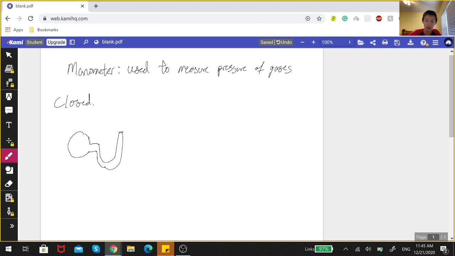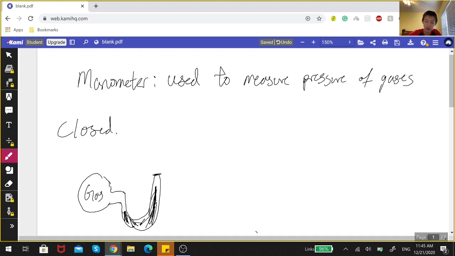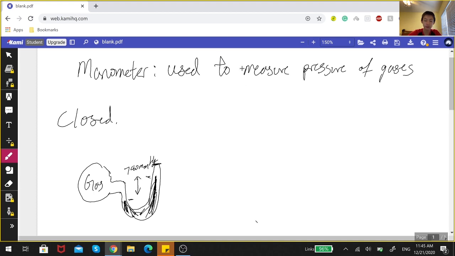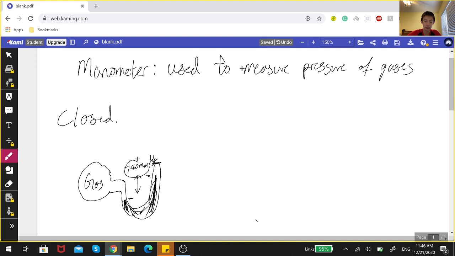And the top here is closed. This is a gas, and then it's going to have a liquid in here. And then it's going to have a substance here that tells you the pressure. Alright, so in our first example, the distance from here to here is 740 mm of mercury, Hg.